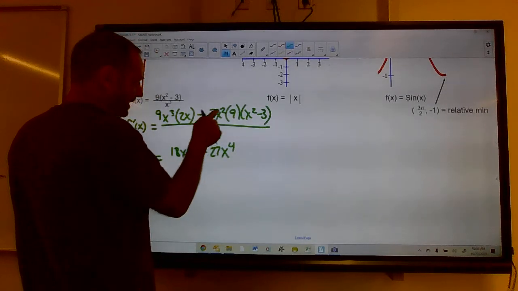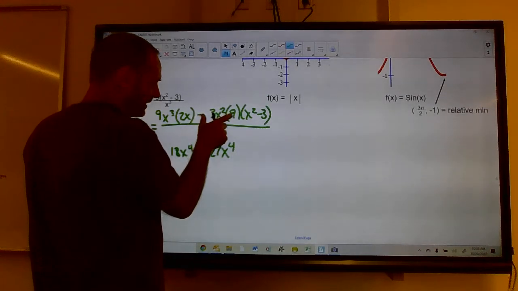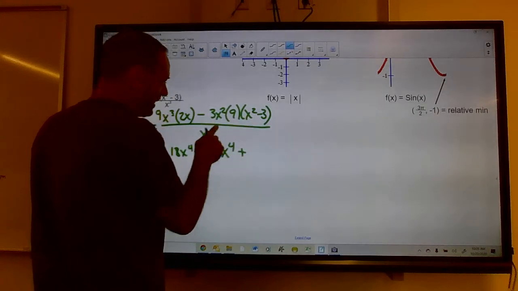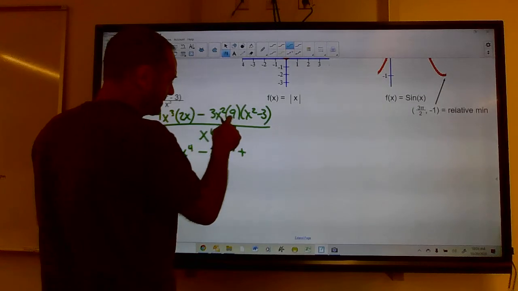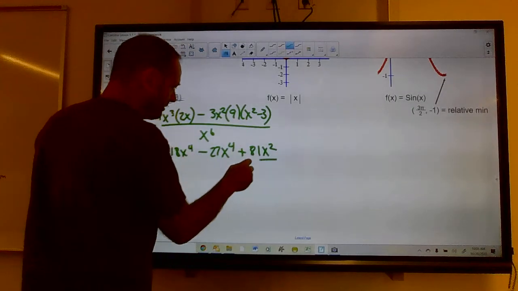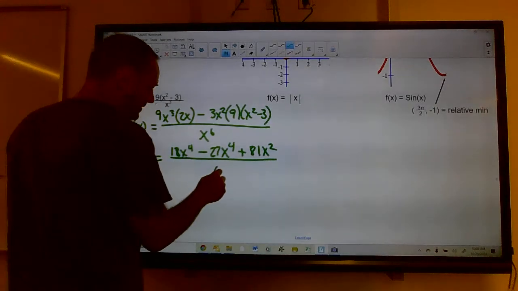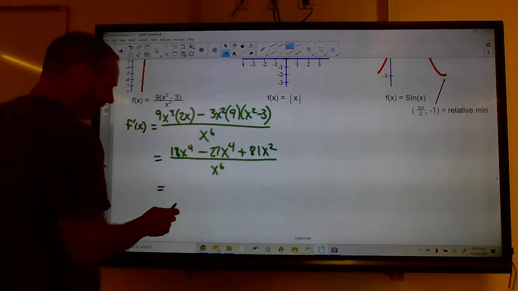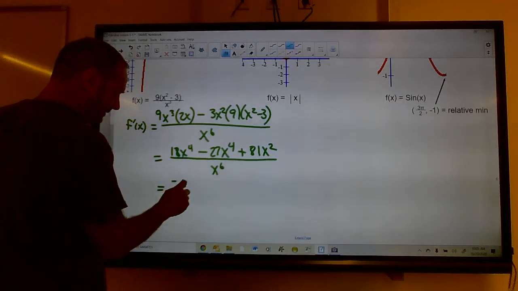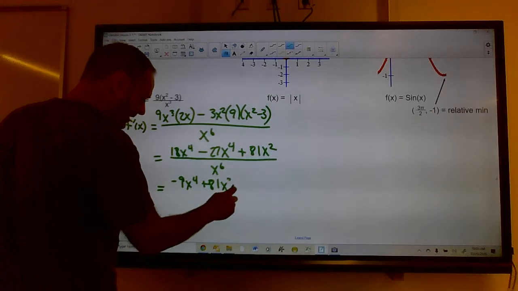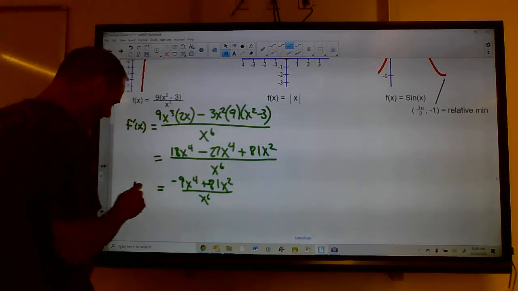Let's distribute the minus. So this is all negative, so we'll take all this times that, and then a negative times a negative is a positive, and that'd be 27x squared, that'd be 81x squared, all over x to the sixth. And we can combine like terms. This is negative 9x to the fourth plus 81x squared over x to the sixth.